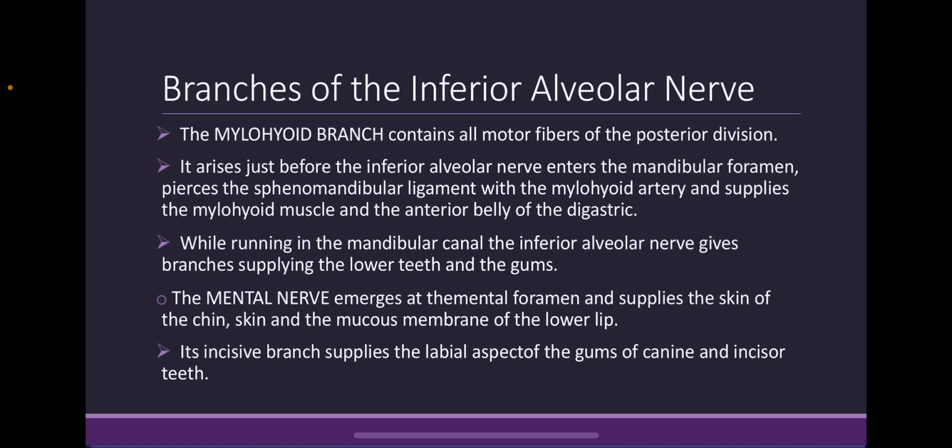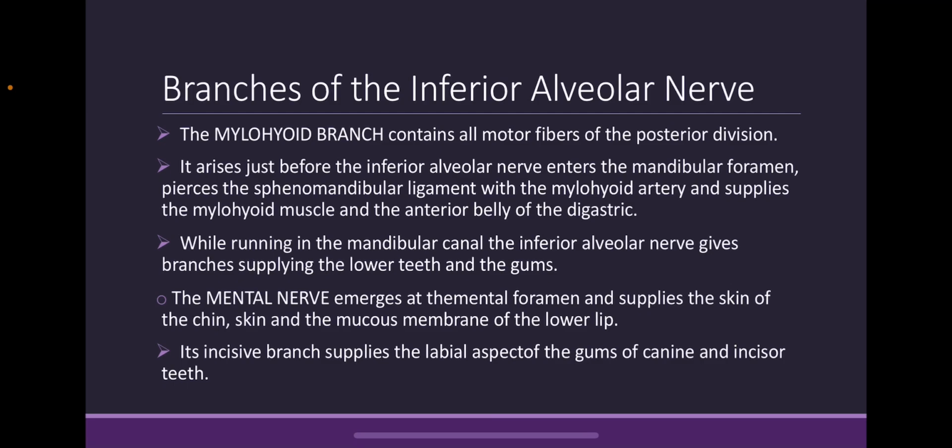The mylohyoid branch contains all motor fibers of the posterior division. It arises just before the inferior alveolar nerve enters the mandibular foramen, pierces the sphenomandibular ligament with the mylohyoid artery, and supplies the mylohyoid muscle and the anterior belly of the digastric. While running in the mandibular canal, the inferior alveolar nerve gives branches supplying the lower teeth and gums.